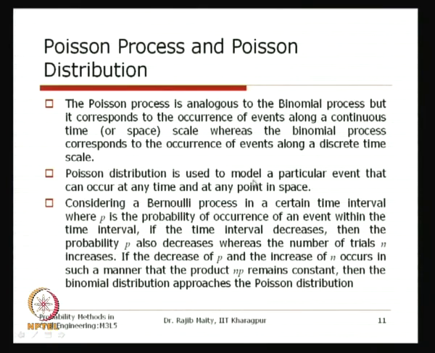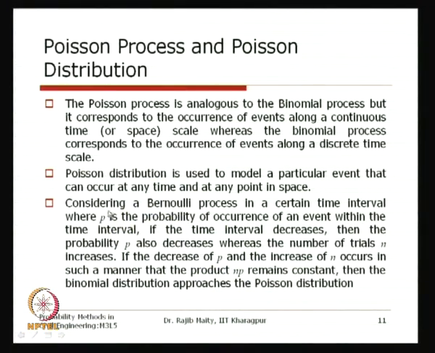Now, this Poisson distribution is used to model a particular event that can occur at any time or at any space. So this is not only over time; we can also say along the stretch of a highway or along the stretch of a railway line. So this can happen in the time direction or in the spatial direction, or it can even be extended to the area, so over a particular area, that number of occurrences, or even to the volume, so over a particular volume, that number of occurrences. So over a continuous medium, I can say, whether this is time or one dimensional space or two dimensional space or three dimensional space, over that domain, the number of occurrences is modeled through this Poisson process.